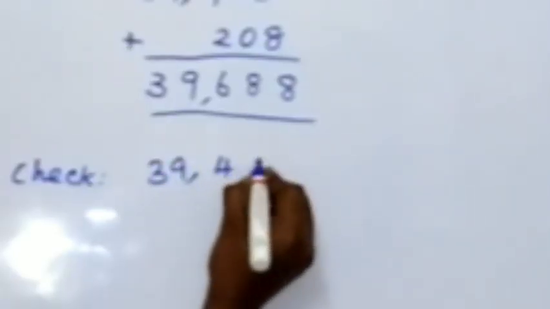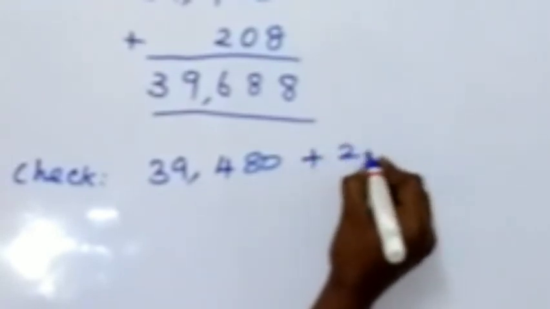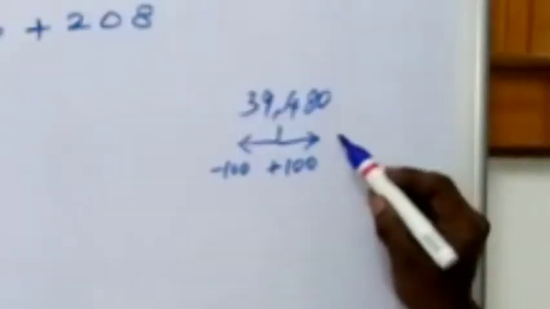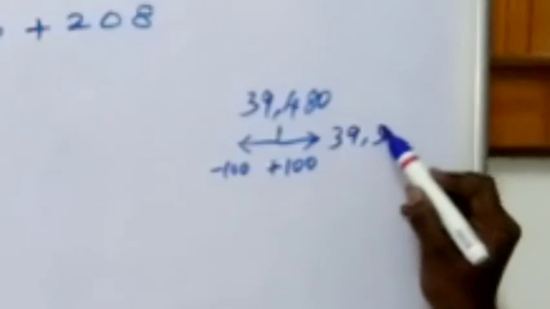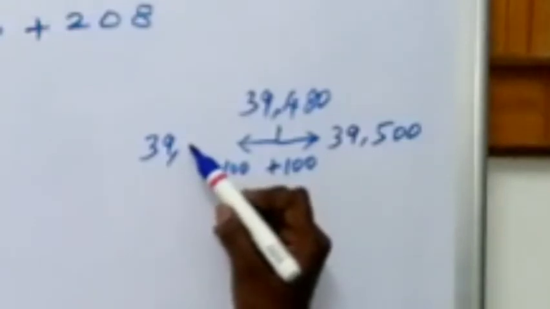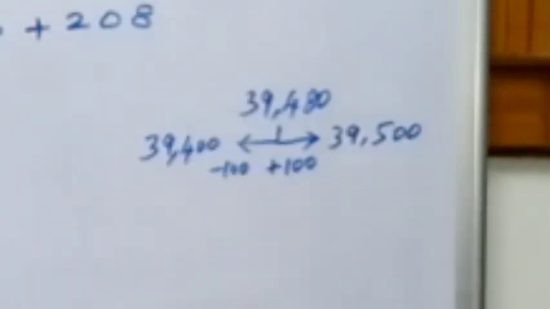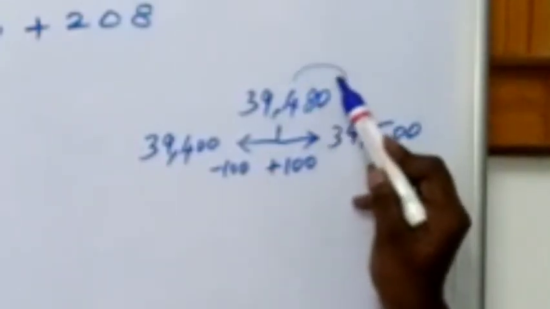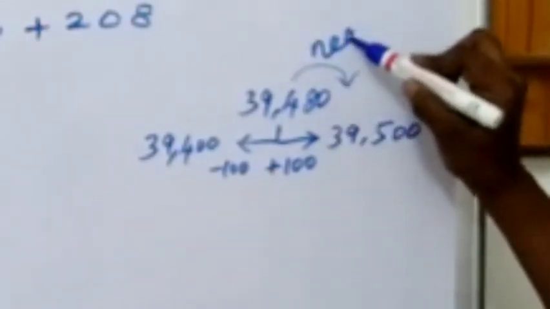Now we have to do estimation for the same problem using the rounding off method to the nearest 100. Consider the value 39,480. From the 100's place, 480 is there. 480 is nearest to which number? Before 480 or after 480? We have to round off in the 100's place. In the 100's place 4 is there, so increase one value after 480. So you will get 500. Before 480, the round off value to 100 is 400, 39,400. So which is nearest? 39,500 is nearest to 39,480.